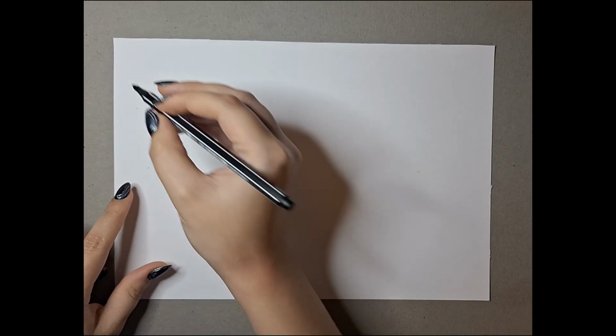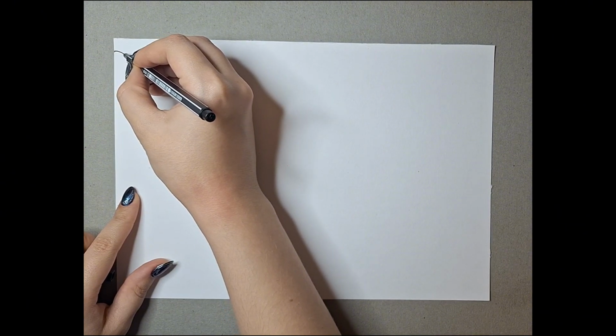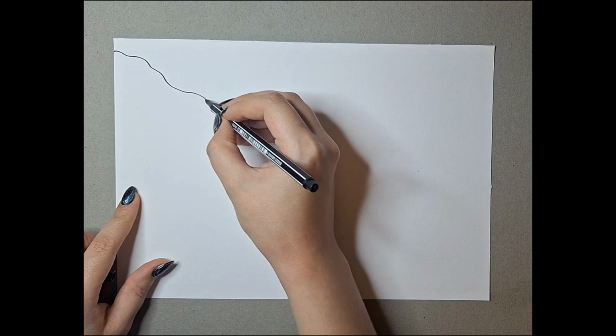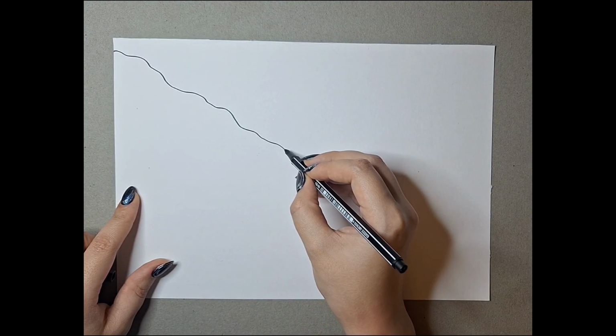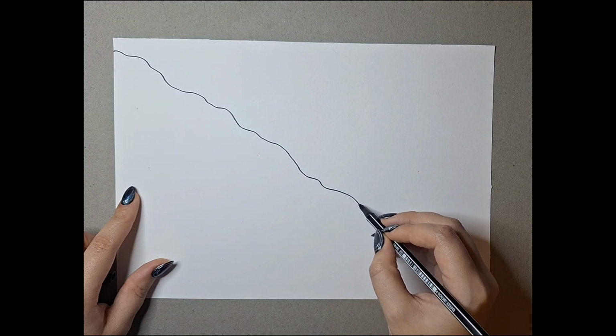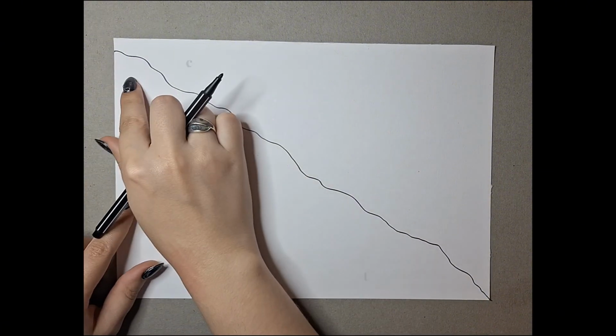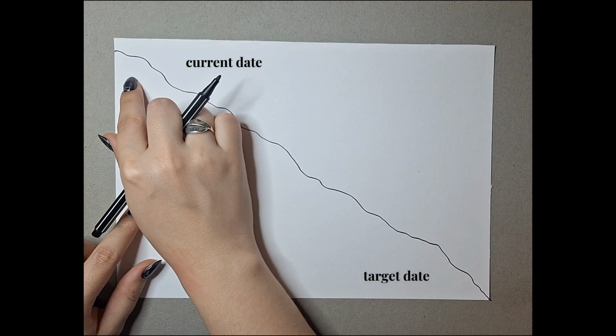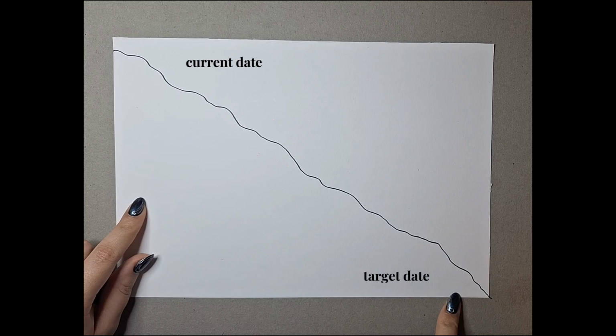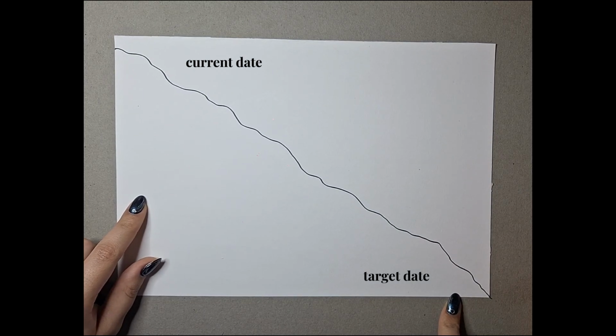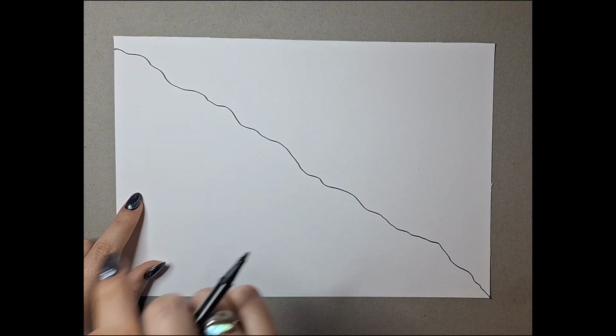So the first step is creating the baseline. So we draw a natural line from the top right corner to the bottom left. In the top corner, you're going to do the current date, and on the bottom, you're going to do the target date. I'll put a month, but yeah, you can choose whatever date you want.